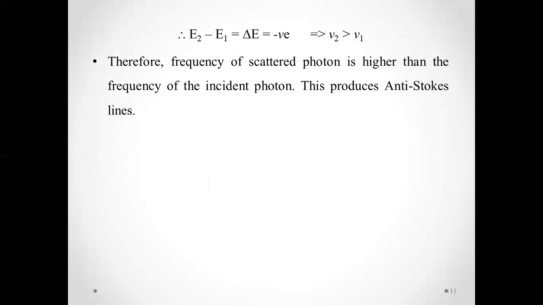Therefore, the difference in energies, E2 minus E1, which is equal to delta E, is found to be negative. So this leads to the conclusion that nu2 is greater than nu1. Thus, the frequency of the scattered photon is higher than the frequency of the incident photon, and this is the reason for producing the anti-Stokes lines.